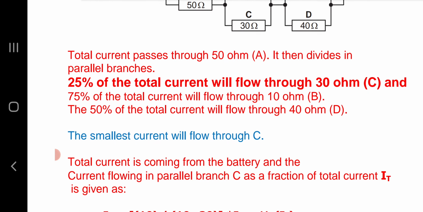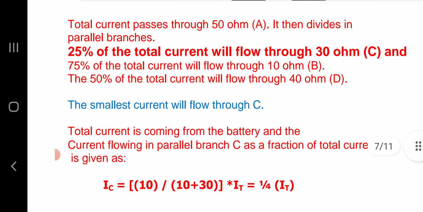So total current passes through 50 ohm, is passing through point A, and that current will divide in two parallel branches. 25% of the total current will flow through 30 ohm. 30 ohm is at point C, and 75% of the total current will flow through 10 ohm at point B. The 50% of the total current will flow through 40 ohm at point D. So the smallest current will flow through C, where 30 ohm is connected.